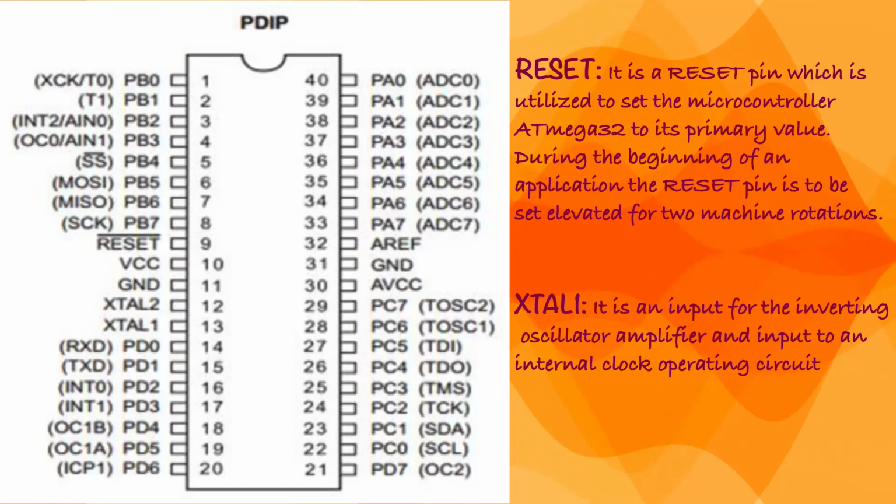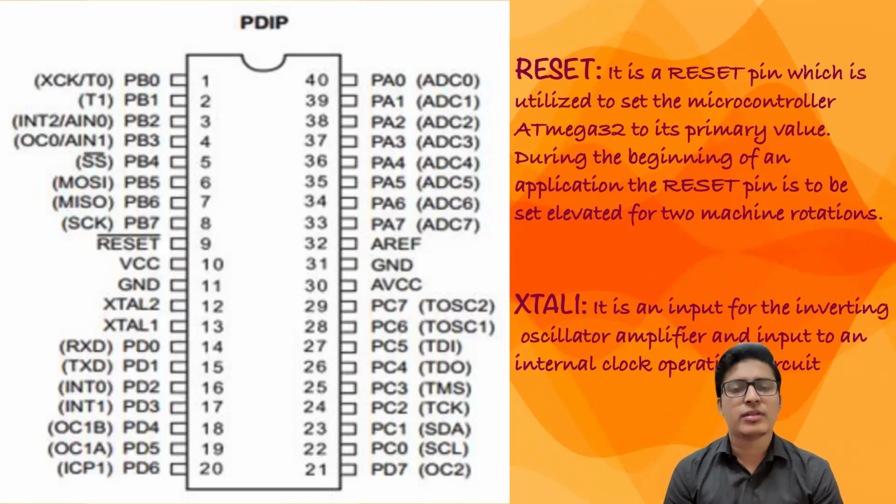All right. Then the XTAL1, it is an input for the inverting oscillator amplifier and input to an internal clock operating circuit. So timer is basically a very important thing whenever you are going to learn about robotics, about microchips such as ATmega328 or ATmega32 or some kind of microcontrollers, you will definitely learn about timers. I'll tell you in the future also in the further classes. Don't worry about it.